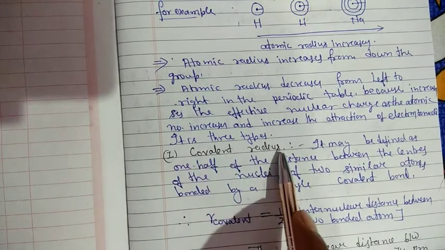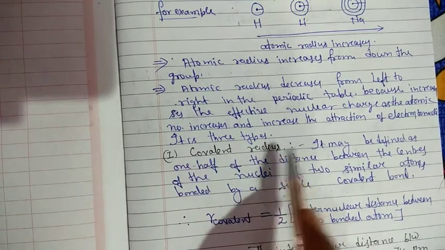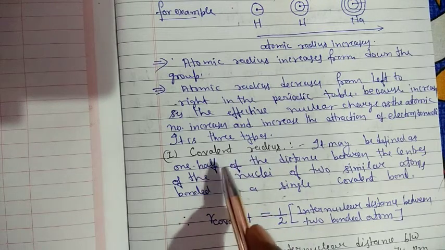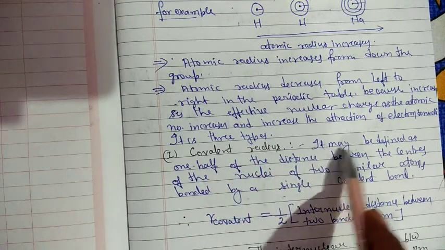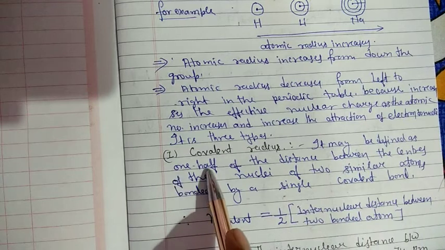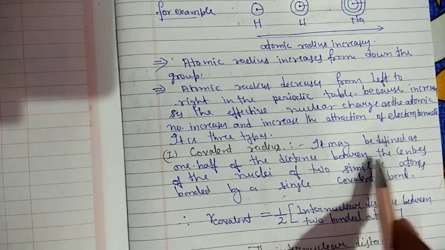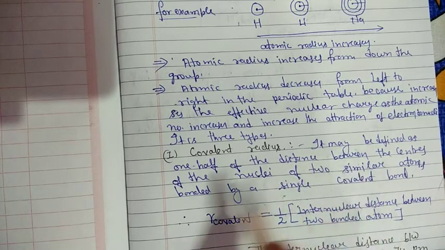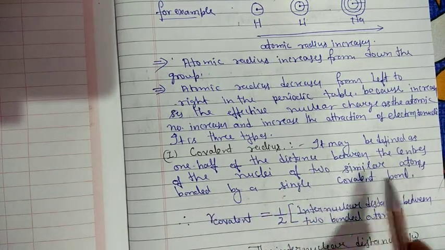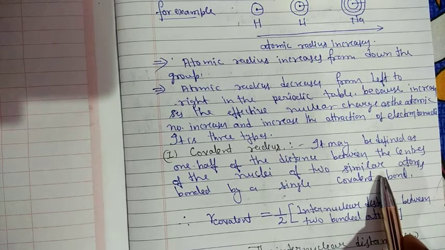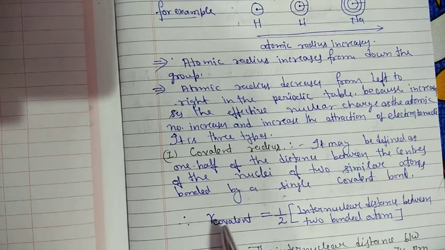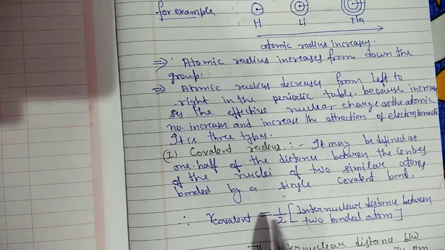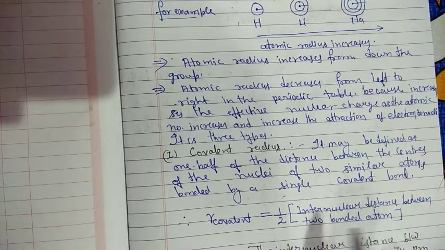First, covalent radius. What is covalent radius? It may be defined as one half of the distance between the centers of the nuclei of 2 similar atoms bonded by a single covalent bond. Simply, covalent radius equals one half of the internuclear distance between two bonded atoms.